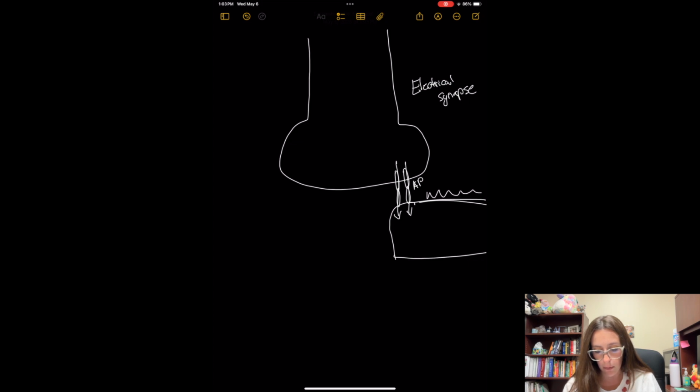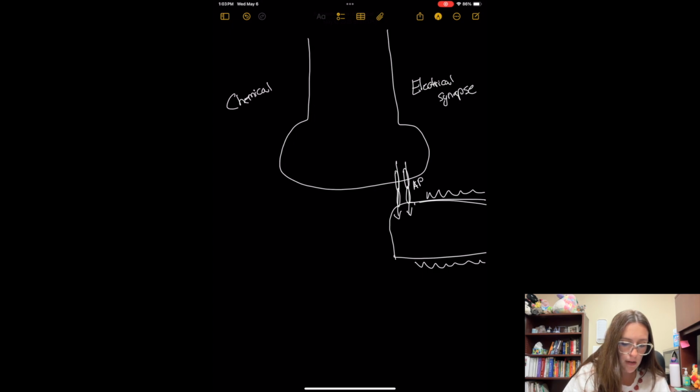Those ions are just going to keep on flowing all the way through to the next cell, and it's going to elicit a response. These are not very common because I don't want my body responding to every single signal with the same intensity and the same speed all the time. My body needs to process and think and do things like graded potentials. So what we usually use is a chemical synapse. And a chemical synapse is when we use a neurotransmitter.